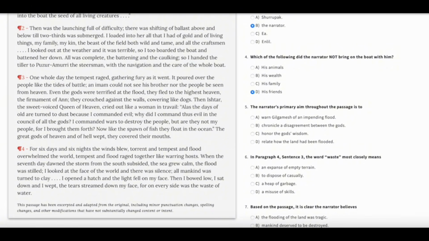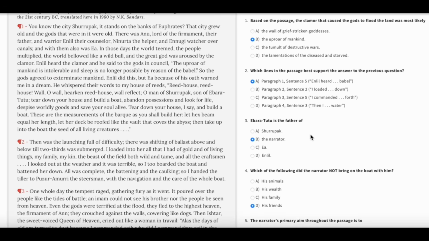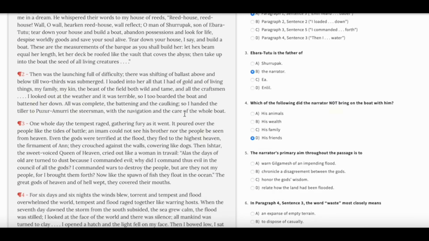To honor the gods' wisdom. Do we have any evidence that the narrator's primary aim throughout the passage is to honor the gods' wisdom? Not really. No, I don't see anything like that anywhere. Try D. I hope it works. To relate how the land had been flooded. Do we have any evidence that the primary aim throughout the passage is to relate how the land had been flooded? Yeah, definitely. What's your evidence for that? Basically the whole thing. Even in the first part, it talks about why they're flooding it, and then the process of the flooding is the rest.